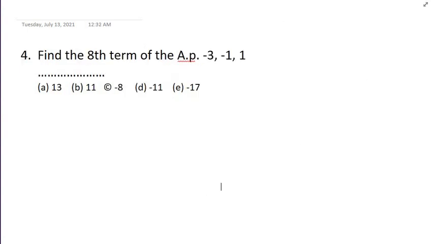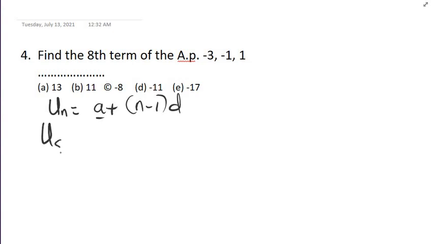Find the 8th term of the AP here. To get the nth term, there is a formula we use: Un equals A plus (n minus 1) D, where A is the first term, n is the nth term, and D is the common difference. So we are looking for the 8th term.